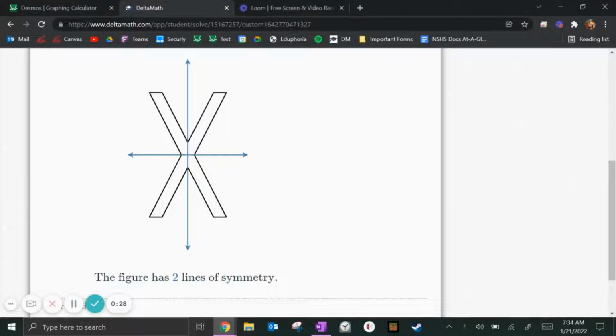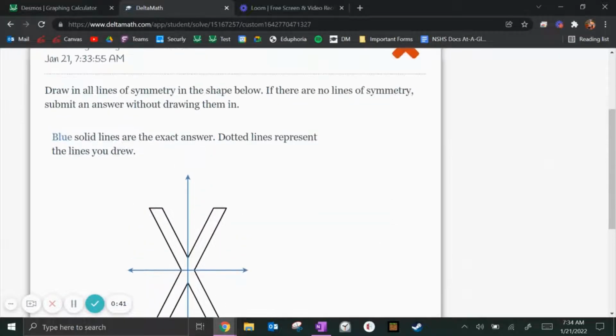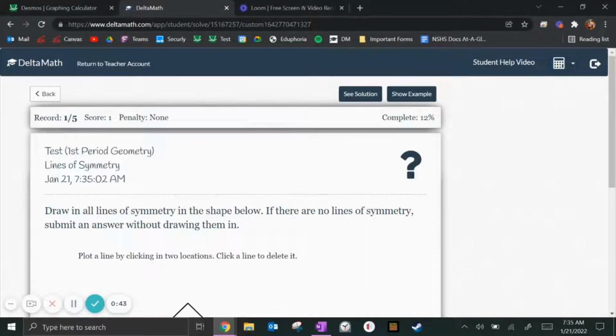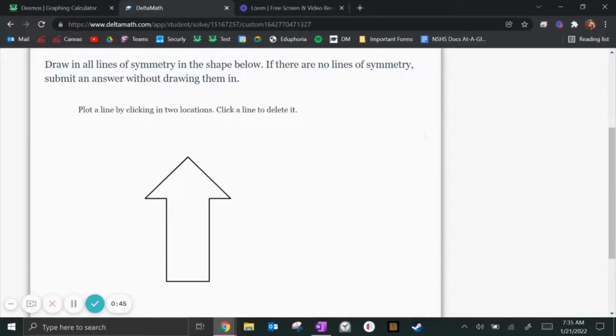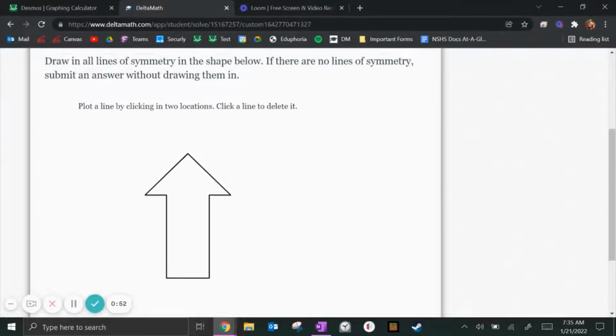You can see that if we reflect over this horizontal one, we would see that the shape looked the same. Or if we reflect over this vertical one, we would see that the shape looks the same. So it is just preserving the shape even though we're doing a reflection. Let's see, I'll do a couple examples here. It says draw all lines of symmetry. Sometimes there are none. So you just basically submit your answer without drawing one.